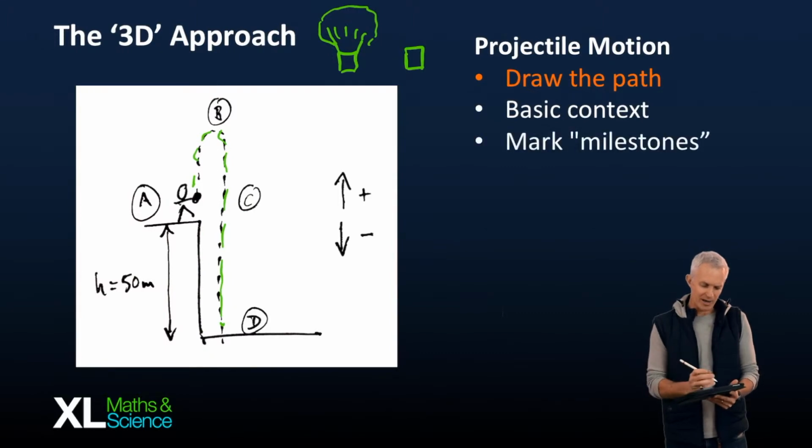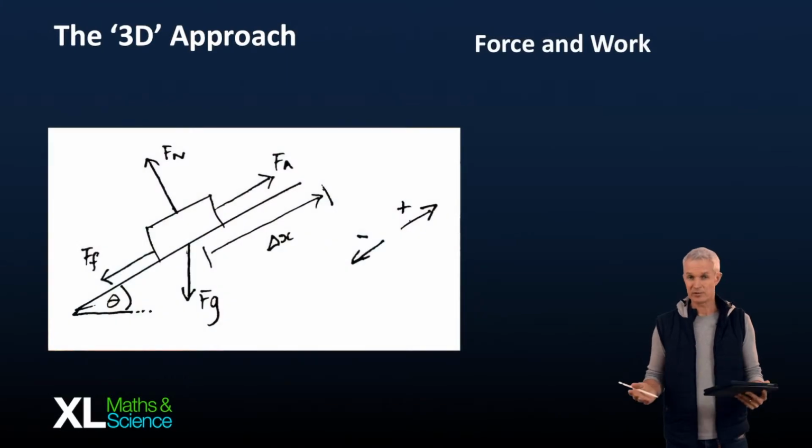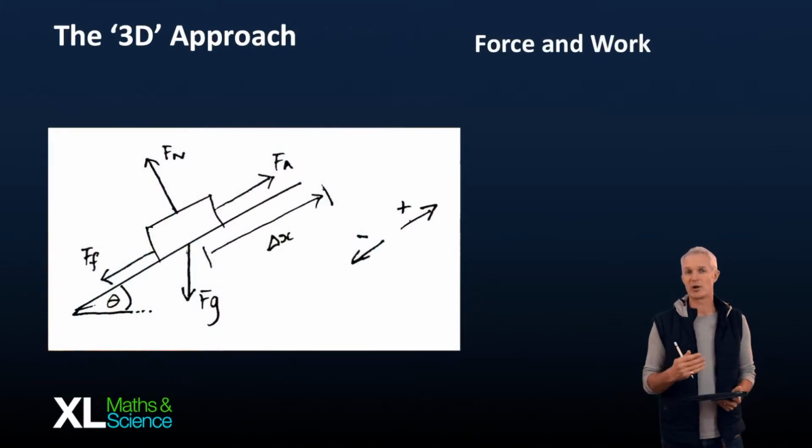And then mark your milestones. What I mean by the milestones are the A's and B's and C's, the key points along the journey. We'll go into more detail on that a bit later. So that's projectile motion. You want to see where this object is going or has gone. Force and work questions, well, it's forces. It's all around forces.